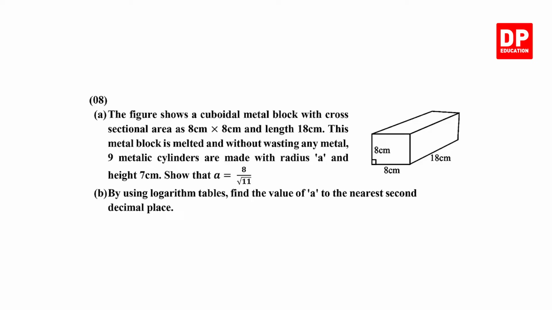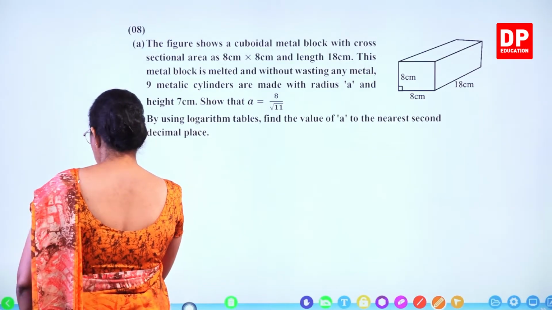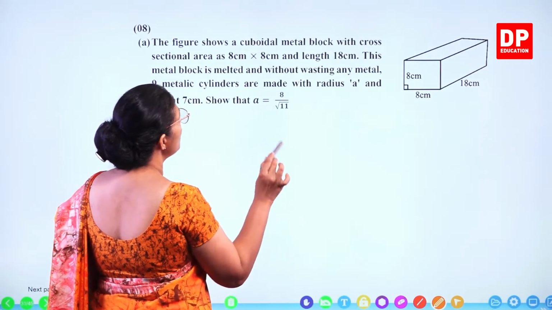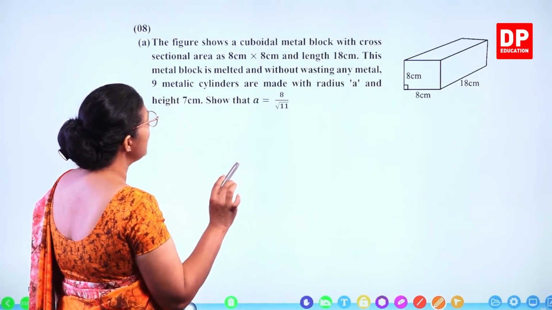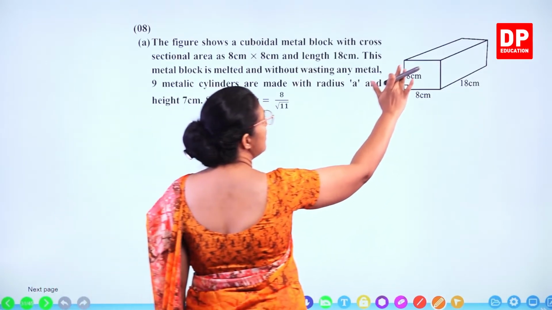The figure shows a cuboidal metal block with a cross-section area of 8 by 8, that's a square, and length 18 centimeters. This metal block is melted and, without wasting any metal, 9 metallic cylinders are made with radius a and height 7 centimeters. Show that a equals 8 over root 11. So let's do that. We can find the volume of the block. The cuboidal metal block is what?